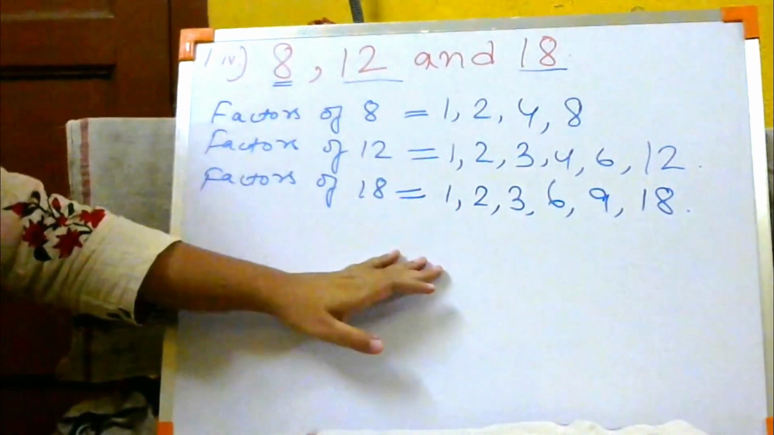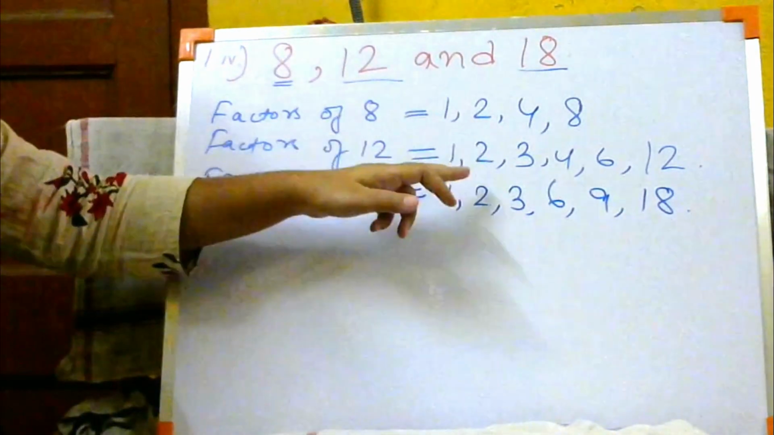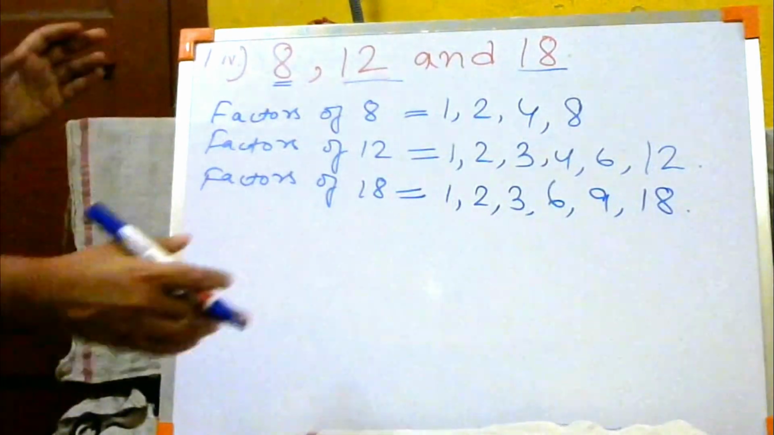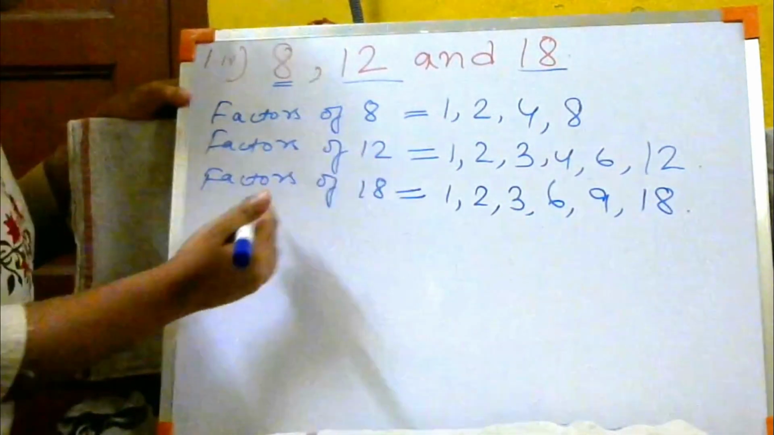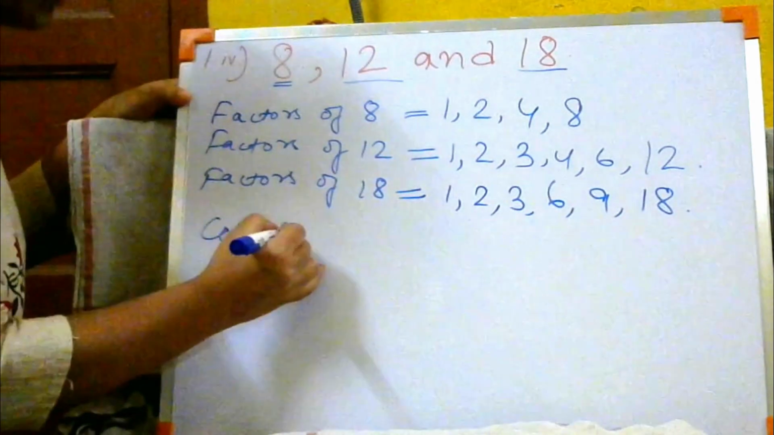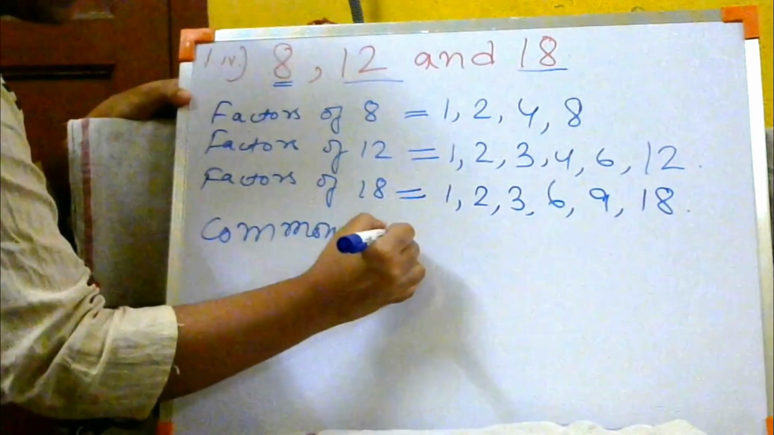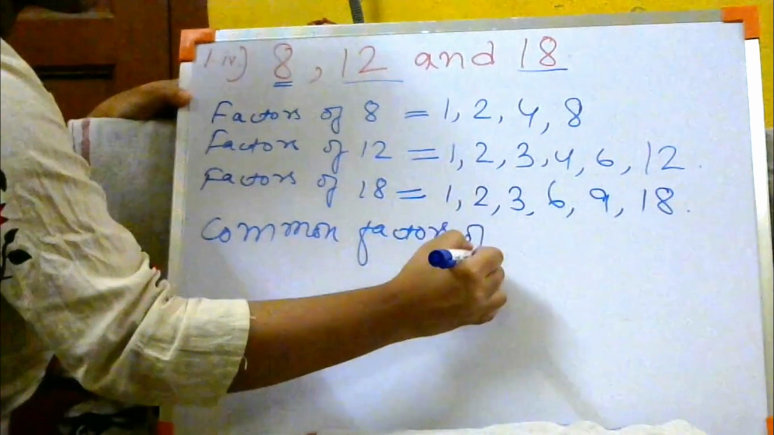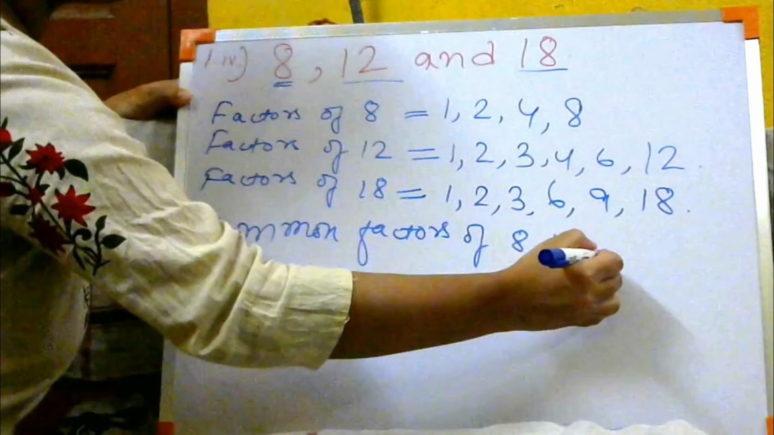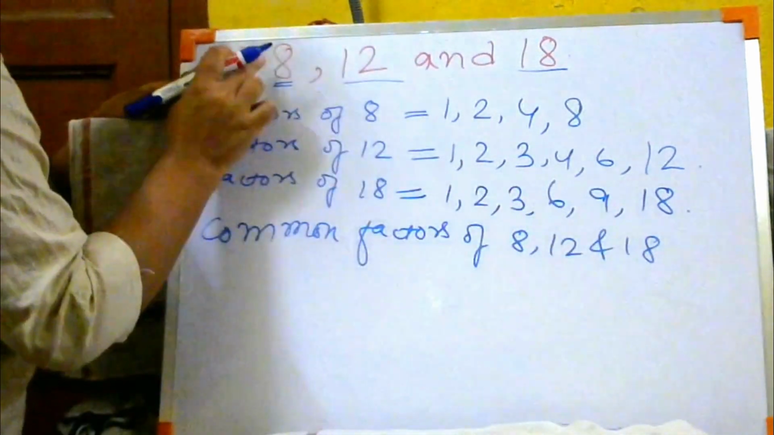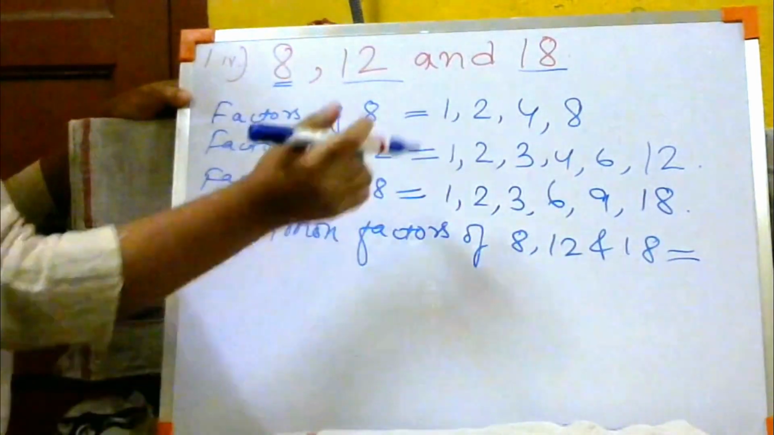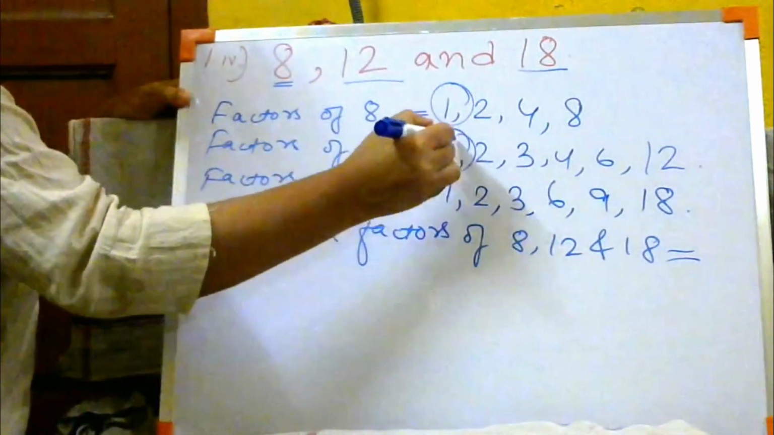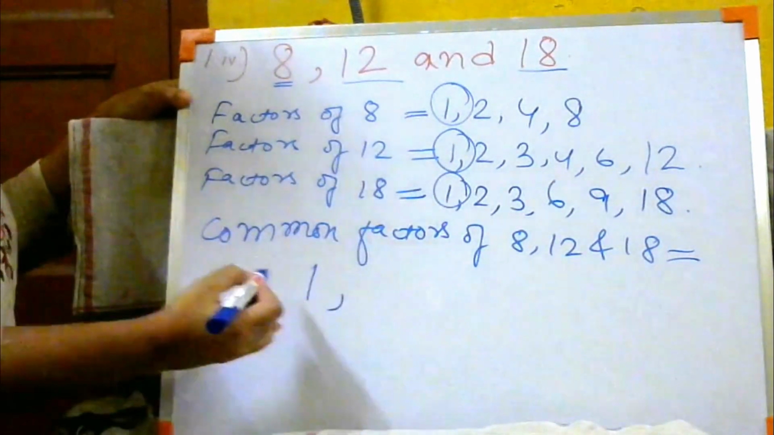Now you have to find the common factors in all the three numbers. There are so many factors over here. So you have to find all the factors which are common. So let us write common factors of 8, 12, and 18 in the question. What are the common factors of these three numbers? Can you see 1 is common, isn't it? So we are going to write 1, comma.